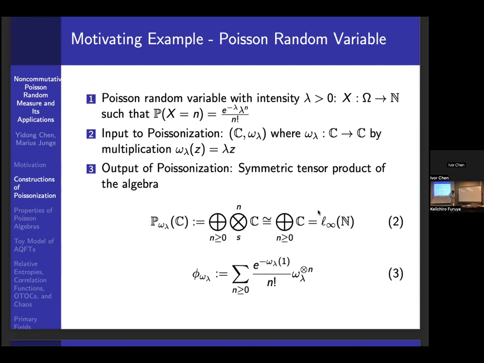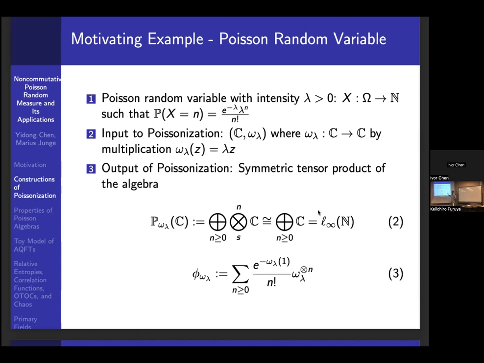Okay, then let's rewrite this. What is a tensor product of C with itself n times? It's still complex numbers. It's just multiplication. So it's isomorphic to C direct sum n times. What is another name of this algebra? Well, L infinity functions on the natural numbers. Why? A Dirac delta function here, taking value 1 at the number k, gives you the sequence 0, 0, 0, 1, 0, 0, 0, with 1 being at the k-th position.